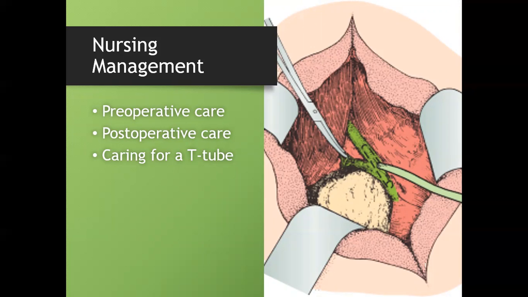Our T-tube is going to drain to gravity. So we want to make sure that we're changing that once per shift, emptying out the fluid. We expect any kind of biliary drain to have anywhere from 500 to 1,000 milliliters of output. And that is normal for a shift.